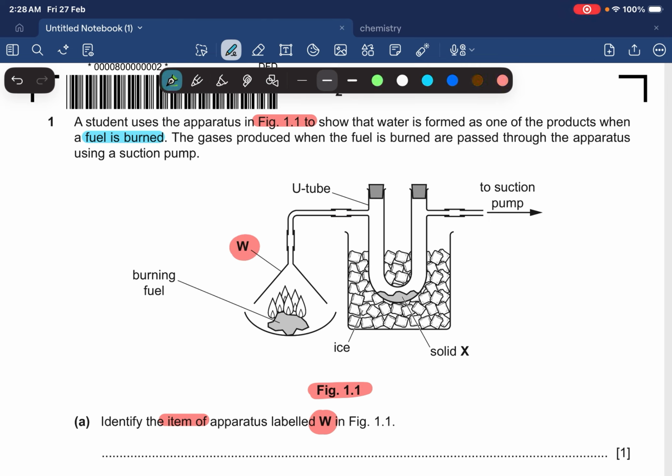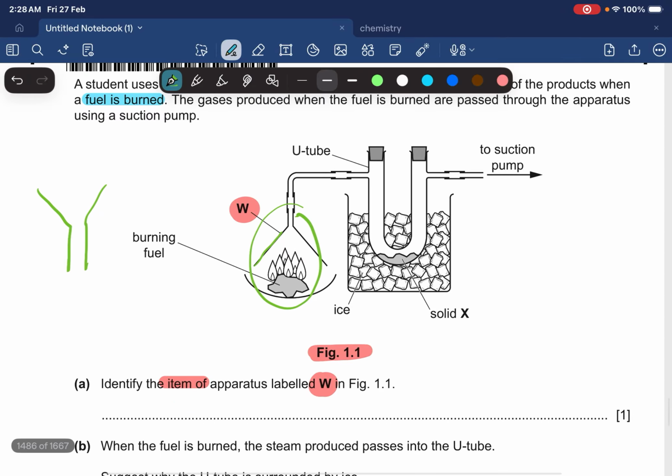W is basically a funnel, an inverted funnel, right? I know you guys have been seeing funnels, and funnels appear to be something like this to you, but over here they've inverted it. It might be tricky, but that's a filter funnel. So we write it's a funnel.